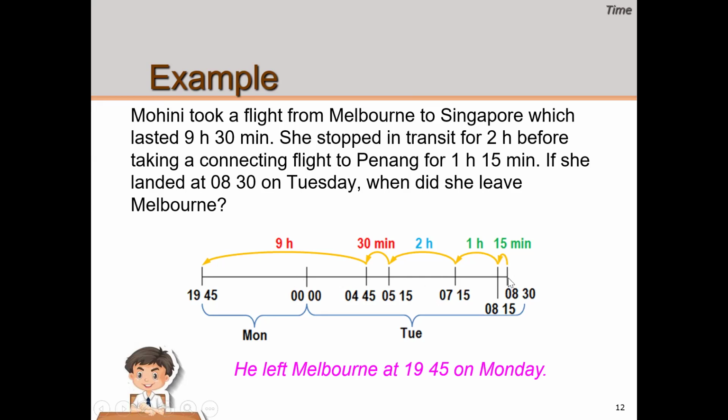She started from 8:30. From 8:30 we went back 1 hour 15 minutes. Then again she took the break of 2 hours, and then she covered the flight time of 9 hours 30 minutes. So she left Melbourne at 19:45, 1900 hours 45 minutes, on Monday.